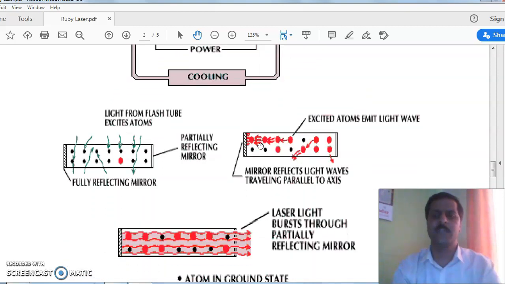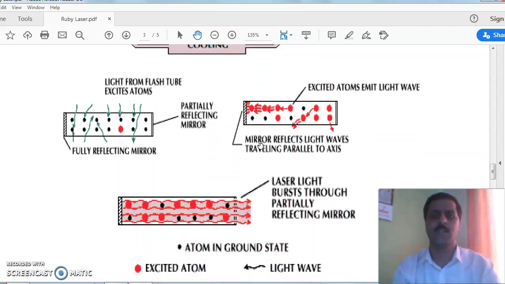Now we understand the working with the help of these blocks. First of all, in the ground state we have a chromium ion, and when a flash of light from xenon gas is incident on these chromium ions, they absorb it and go to the excited state. That diagram represents the ground state on which the photon is incident.